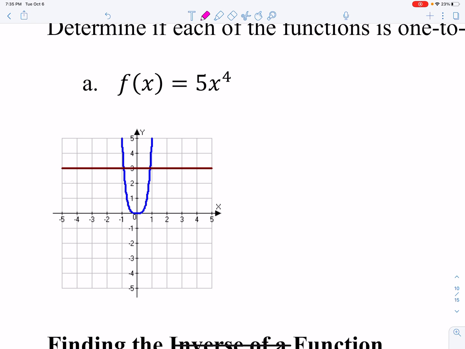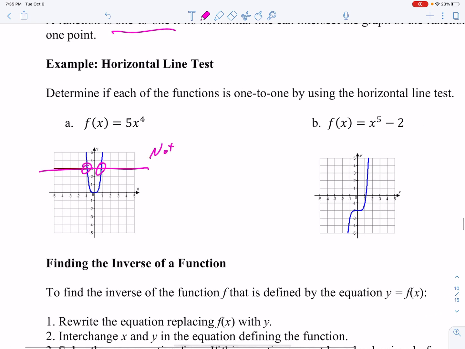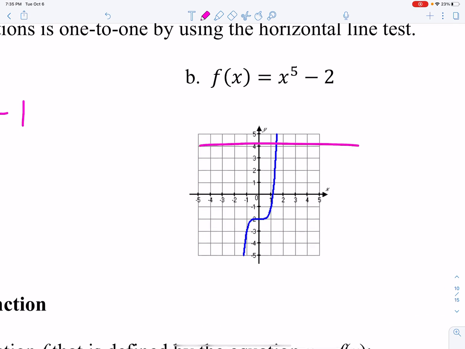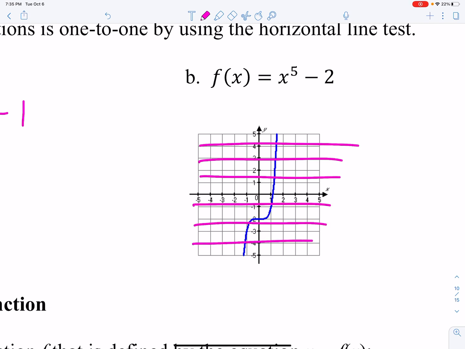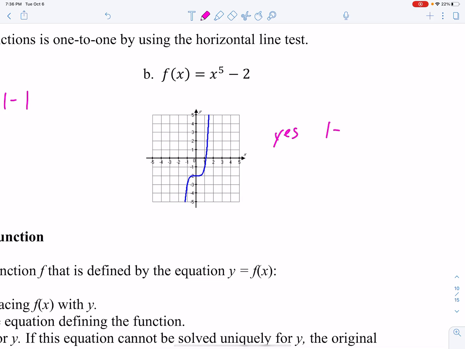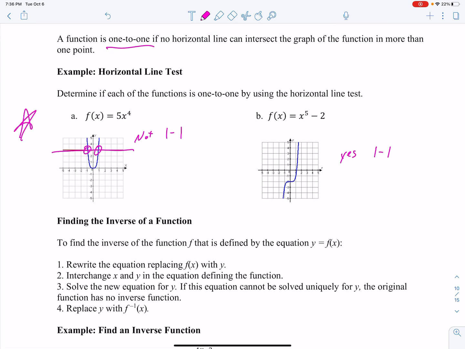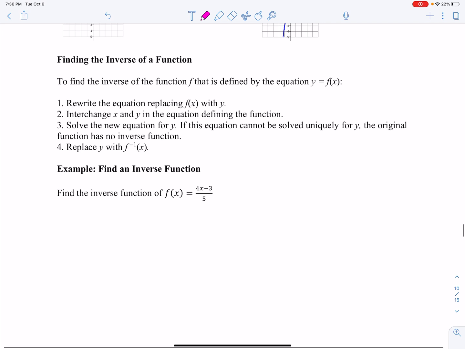Notice this one here, right? Here's our horizontal line. It clearly intersects this graph in two places, right? So this is not one-to-one. But notice in graph B here, it doesn't matter where we put a horizontal line, it's not going to hit the graph more than one time. Each individual horizontal line is not going to hit the graph more than once. So this, yes, this is one-to-one. Okay, so that's the test you want to make sure you really know, this horizontal line test. Okay? All right, finding the inverse of a function, this is important.